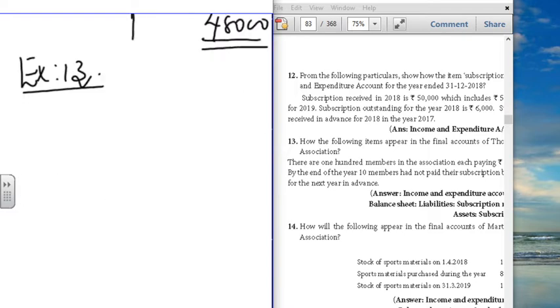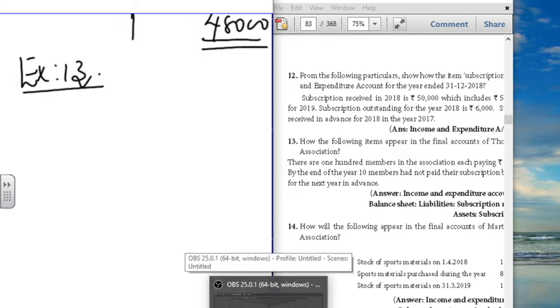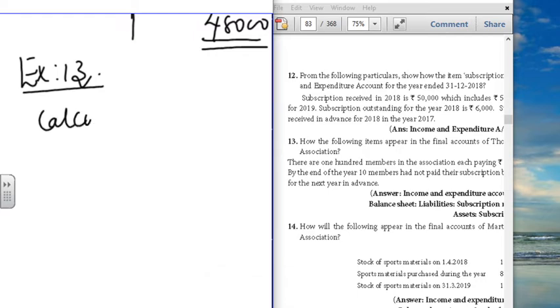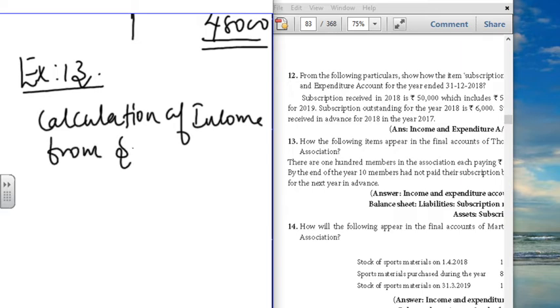In this, calculation of income from subscription.